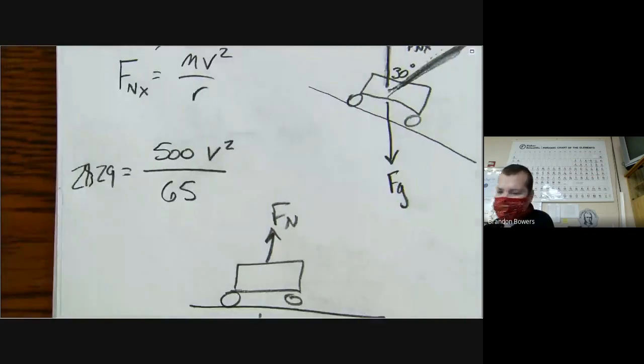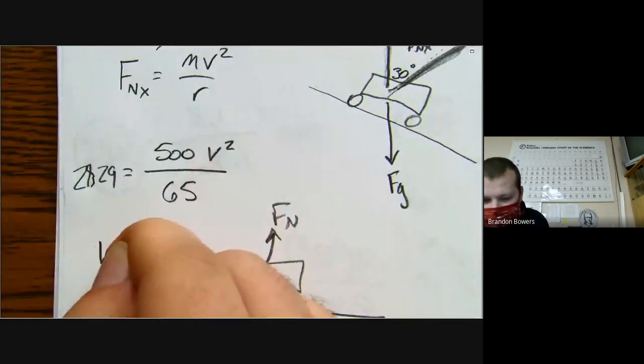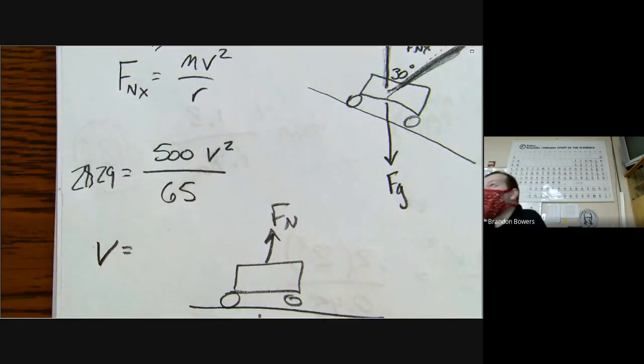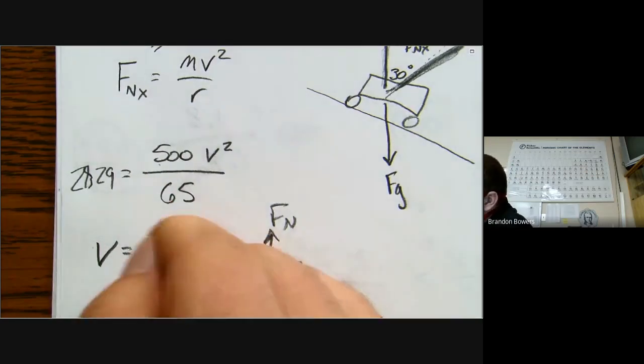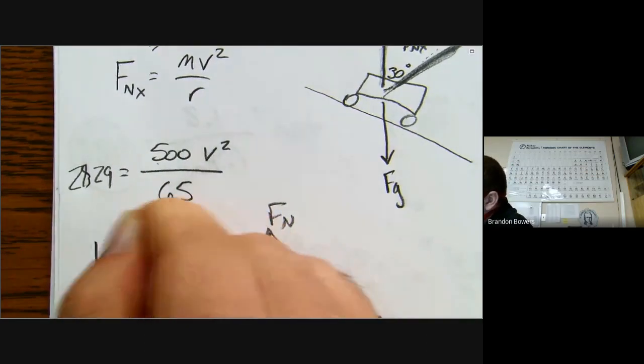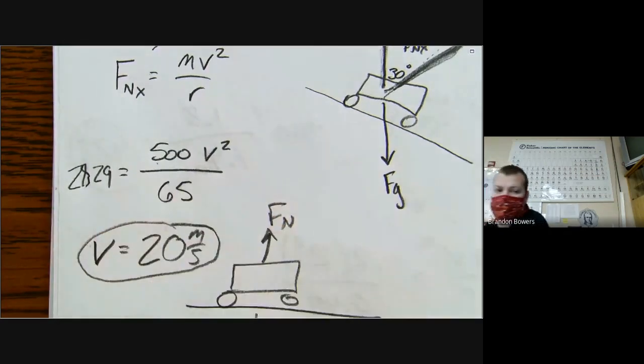Okay, what did you guys get for velocity? 19.177. 2.177. So one sig fig because of the 500. So 20? Does that kind of make sense?